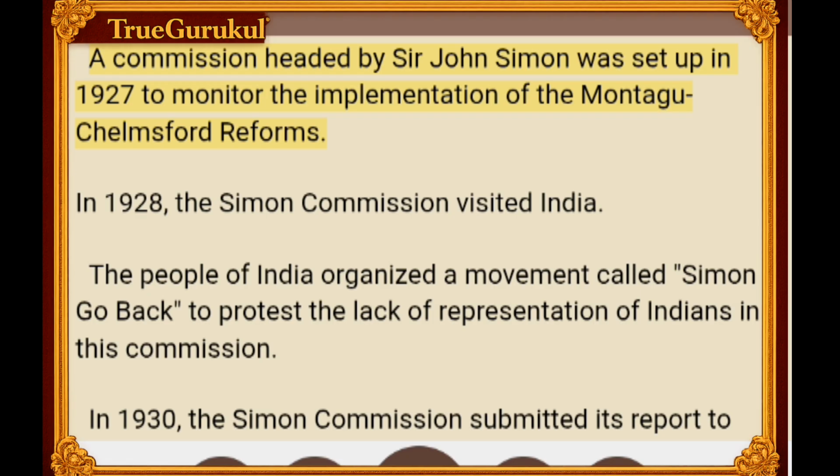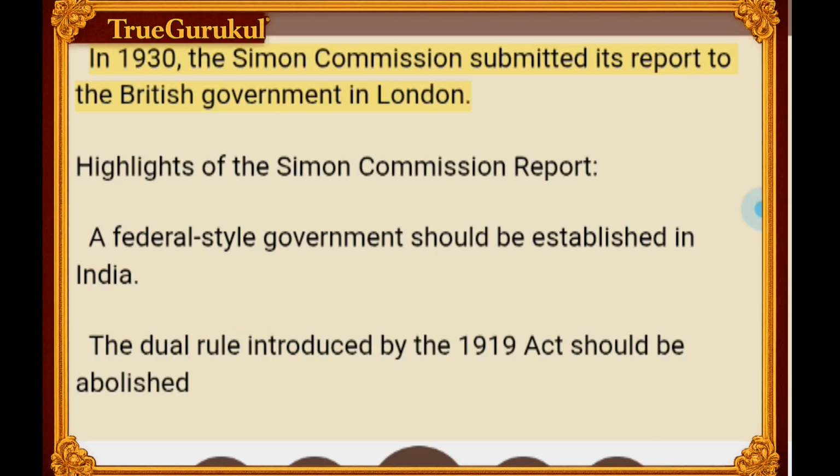Simon Commission. A commission headed by Sir John Simon was set up in 1927 to monitor the implementation of the Montagu-Chelmsford reforms. In 1928, the Simon Commission visited India. The people of India organized a movement called Simon Go Back to protest the lack of representation of Indians in this commission. In 1930, the Simon Commission submitted its report to the British government in London.